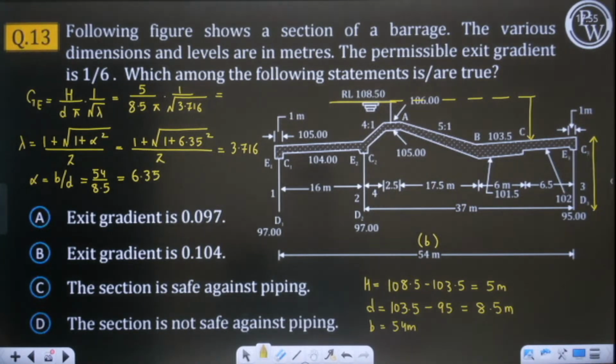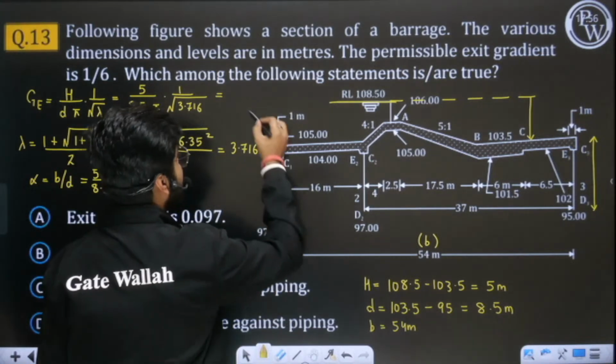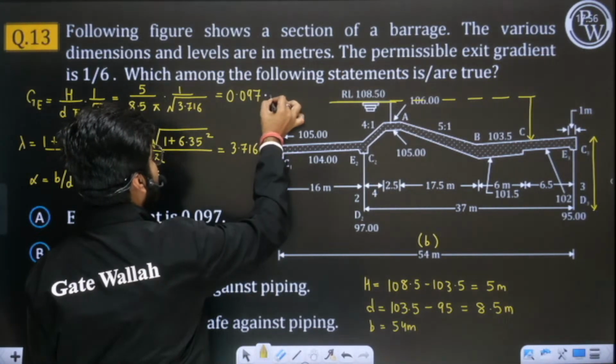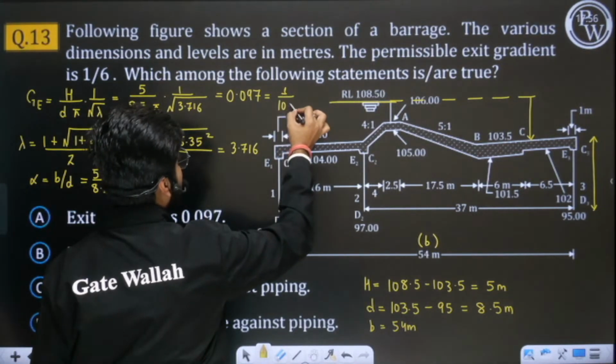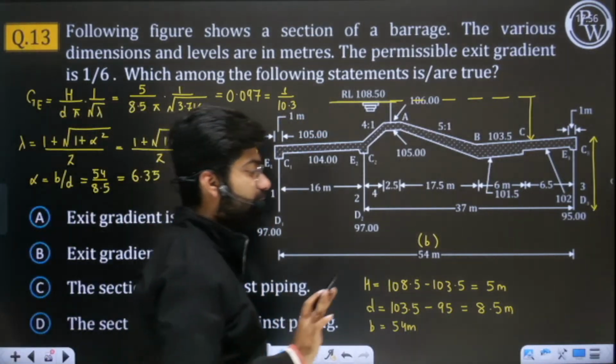So if you solve this, you will get this value somewhere around 0.097. Okay, we are getting it as 0.097. Perfect. And if you want to write it in 1 upon denominator terms, this will be 1 upon 10.3. So the exit gradient we have solved.